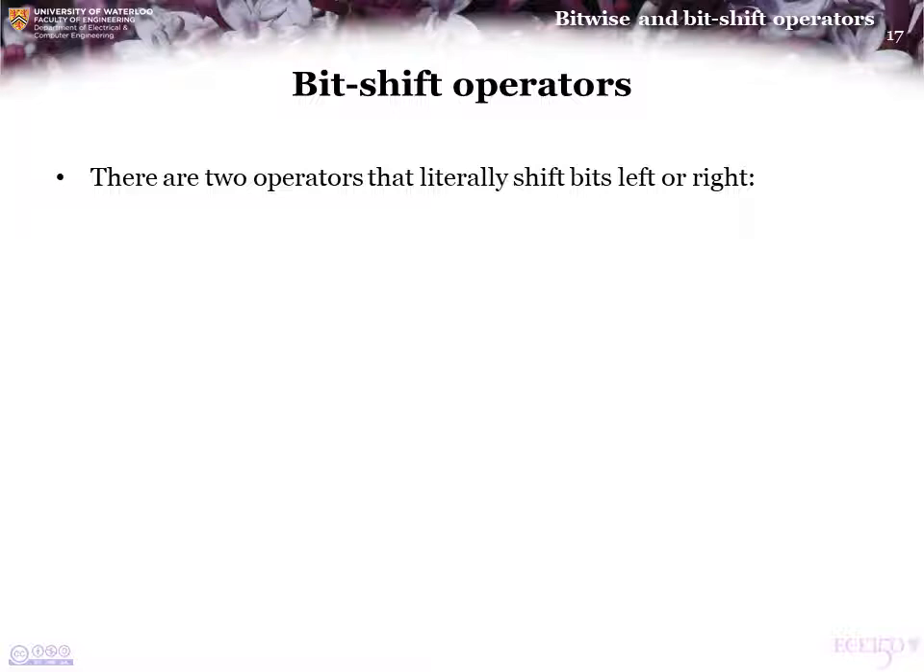All right, so we've finished introducing the bitwise operators, and now we're going to look at two operators that are very closely related to the bitwise operators, and these are the bitshift operators. What these two operators do is just move the bits inside a primitive data type, either left or right.